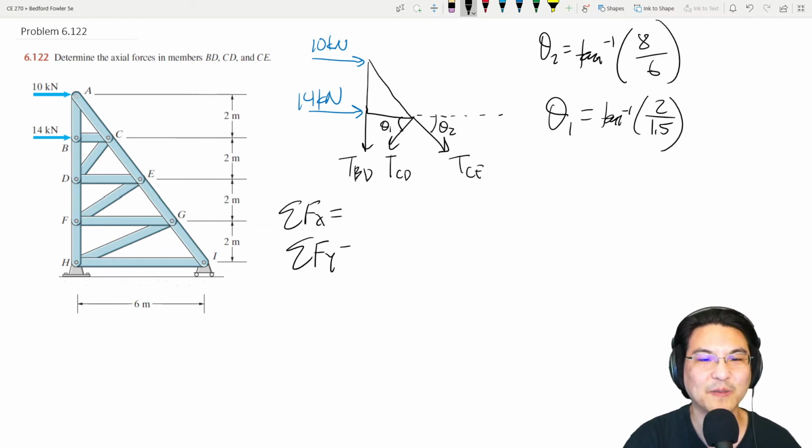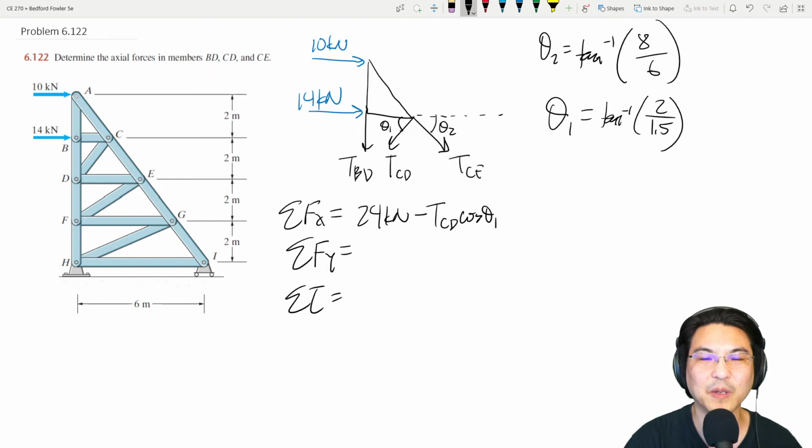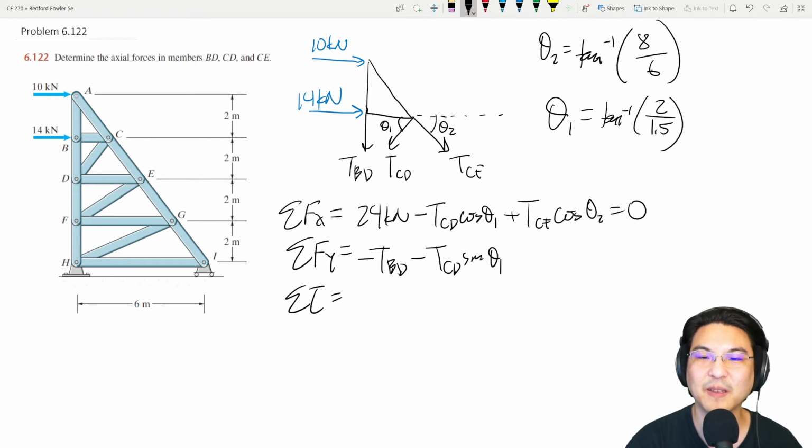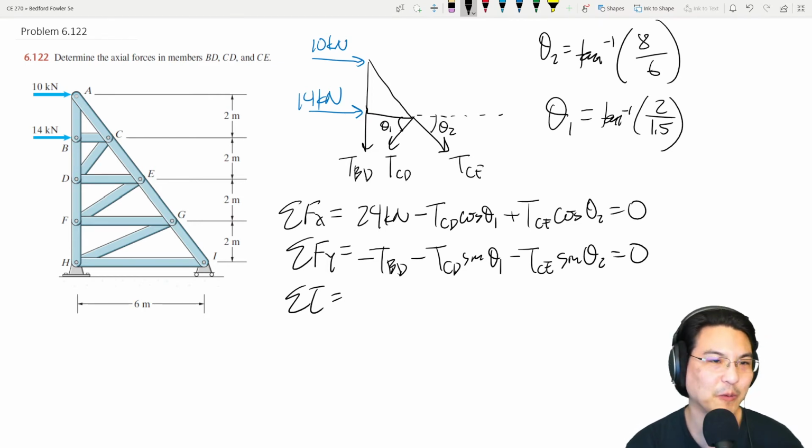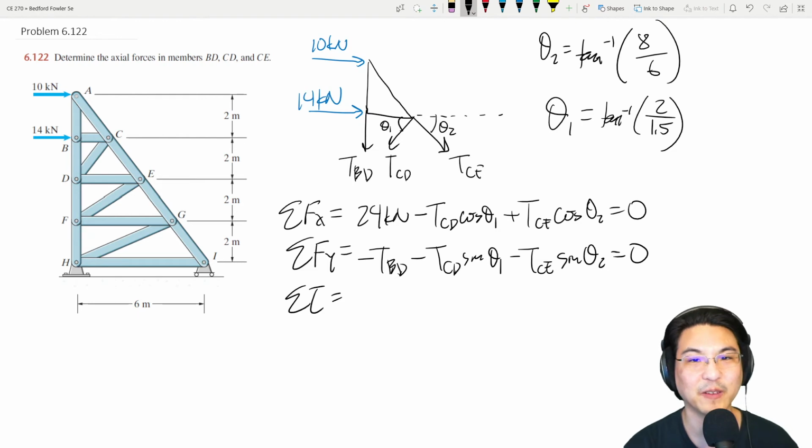Now we just write 3 equations for those 3 unknowns. Okay, so x direction, we got these 2, and the x component of that: negative TCD cosine theta 1, plus TCE cosine theta 2 equals 0. Y direction: minus TBD minus TCD sine theta 1, minus TCE sine theta 2. And then let's sum torque about anywhere we want, somewhere clever where we get rid of unknowns.